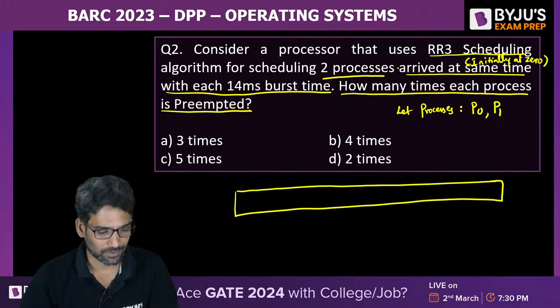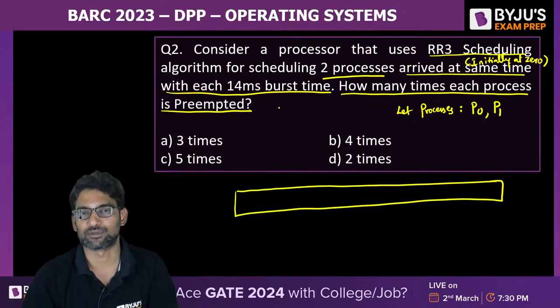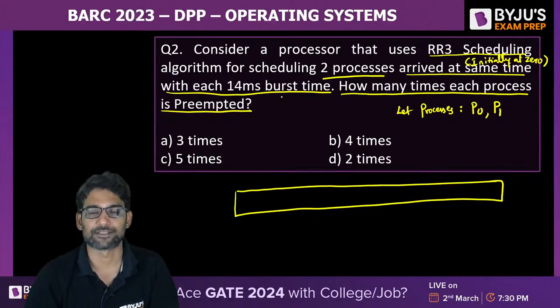Okay. Balamurgan, Shyam, MSD, and Harsh all are telling 5 times. Okay. Let us see.